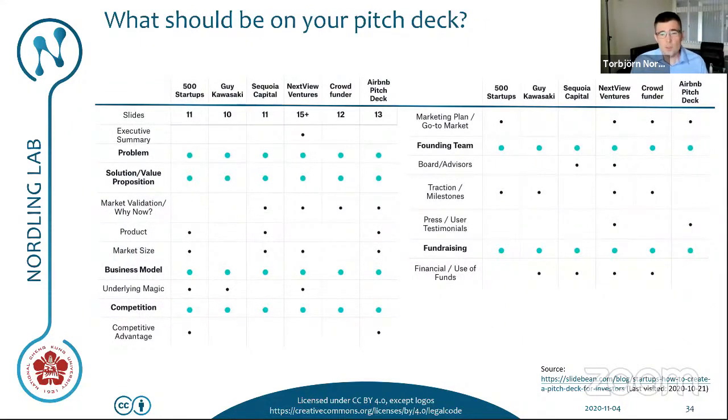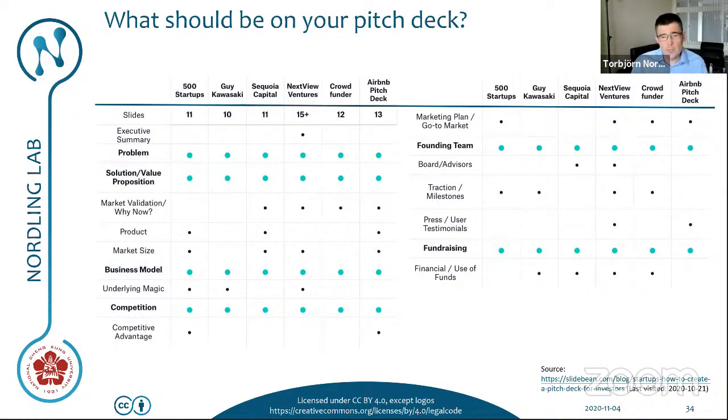So what should actually be on your pitch deck? Well, Slidebean have produced this overview where they have been looking at what several different venture capitalists, famous accelerators, and angel investors would like to see on the pitch decks that are sent to them.